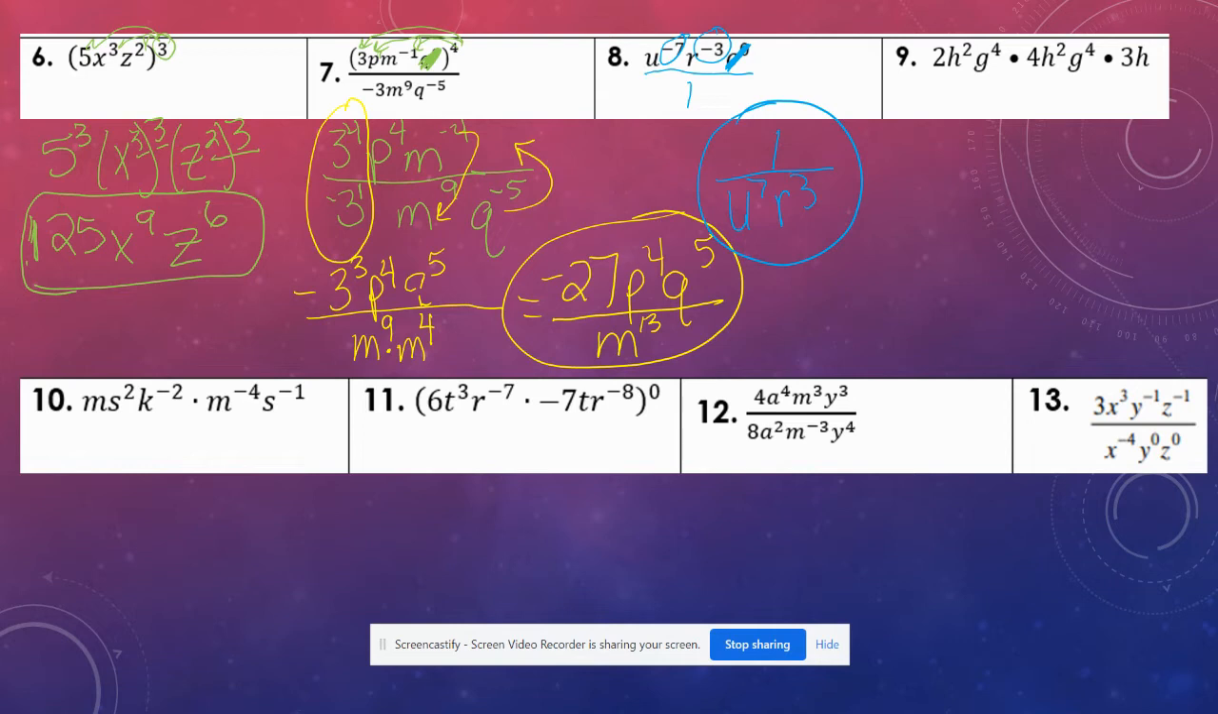Number 9, we're multiplying like bases. So 2 times 4 is 8. 8 times 3 is 24. I'm going to put a little 1 here on this h at the end. So I have h squared, and h to the first. 2 plus 2 plus 1 is 5. And then we have g to the fourth and g to the fourth. 4 plus 4 is 8.